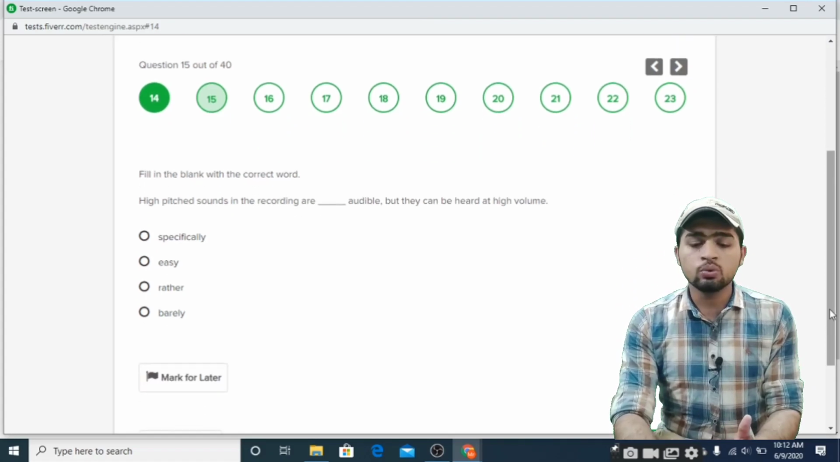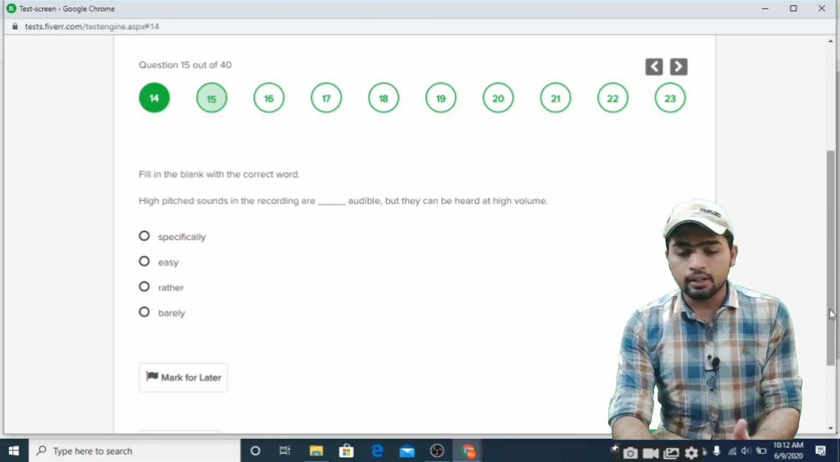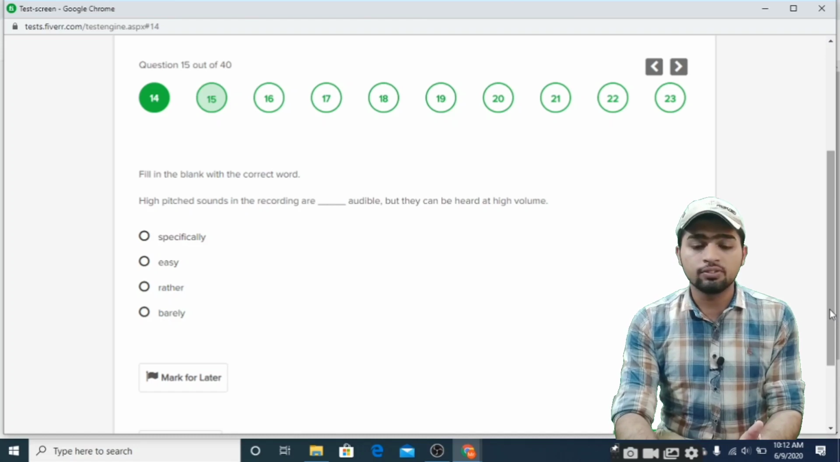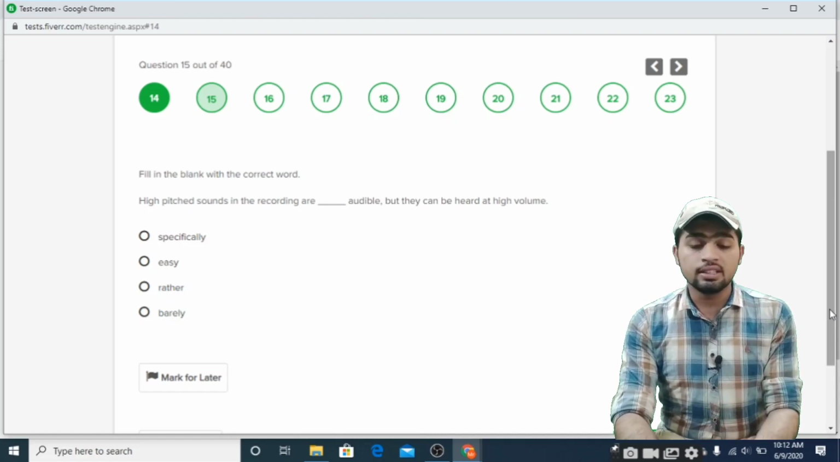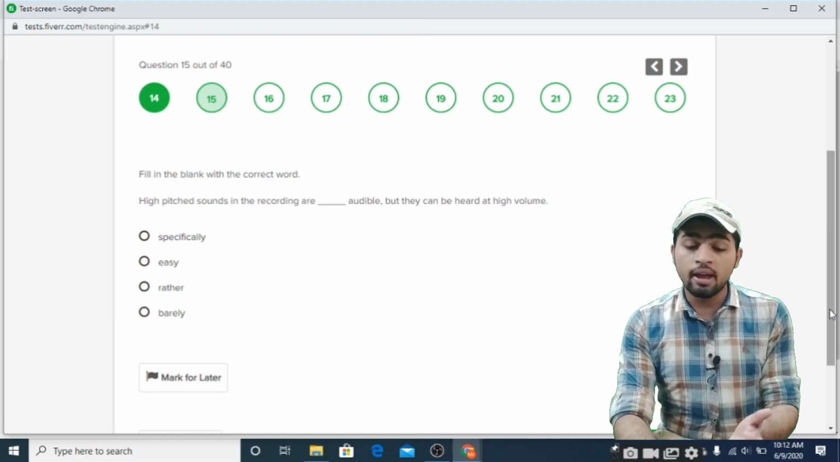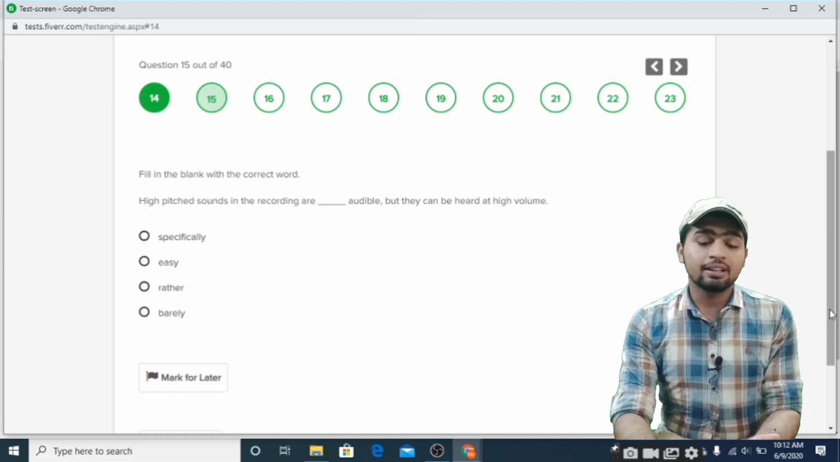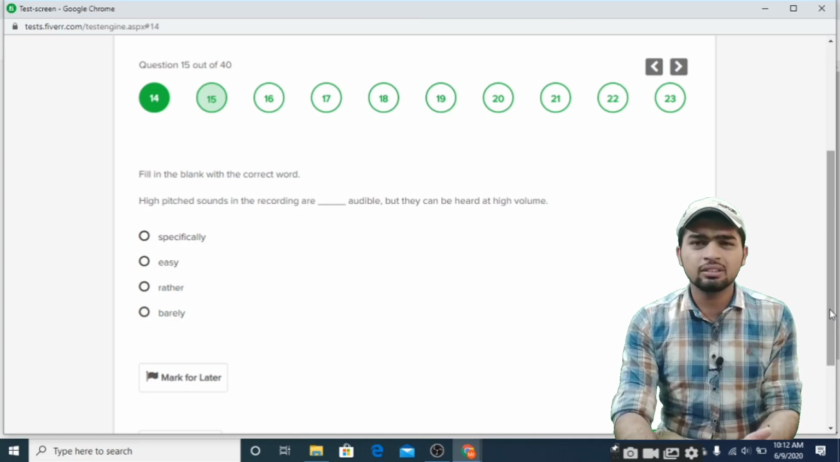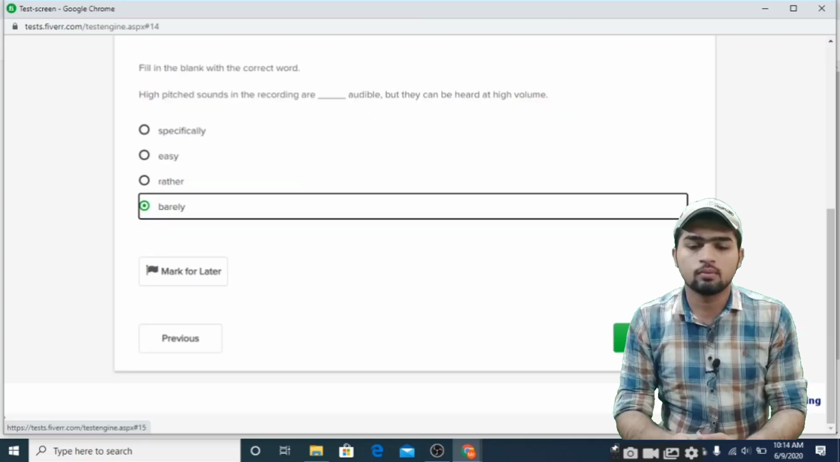High-pitched sounds in the recording are dash audible, but they can be heard at high volume. The options are specifically, easy, rather, barely. Specifically, not. Easy, not. Rather is also not. I think barely seems to be correct.